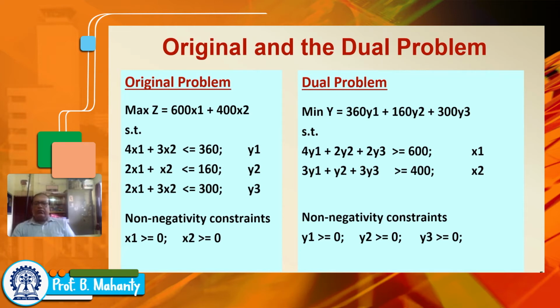Now, once again, I want to remind you that because these non-negativity constraints are like that in a standard form, that is why the dual constraints are greater than equal to. And since in the primal problem all constraints are less than equal to, that is why in the dual problem we have a greater than equal to kind of sign.